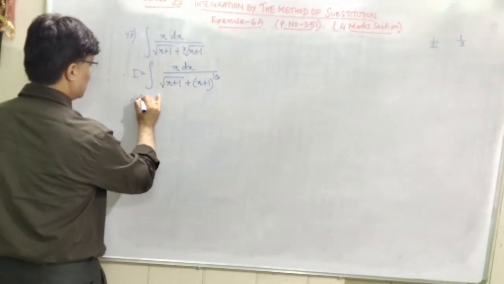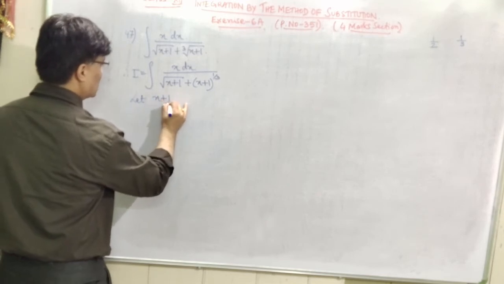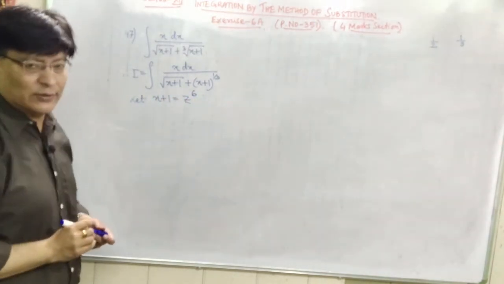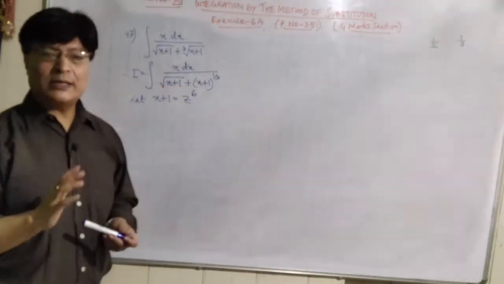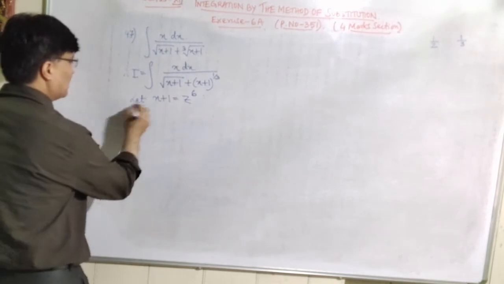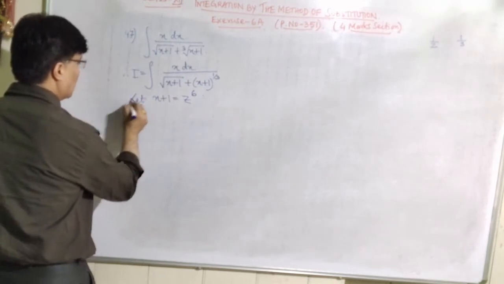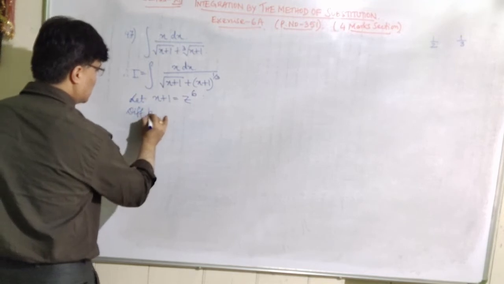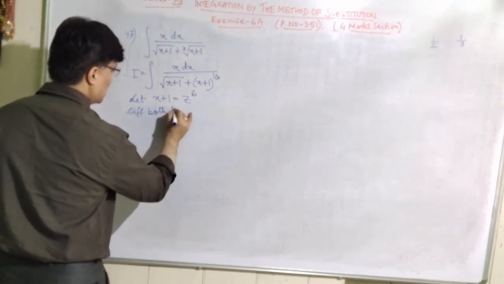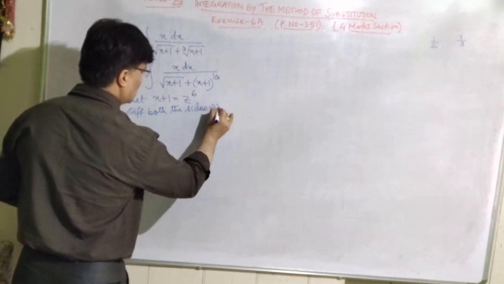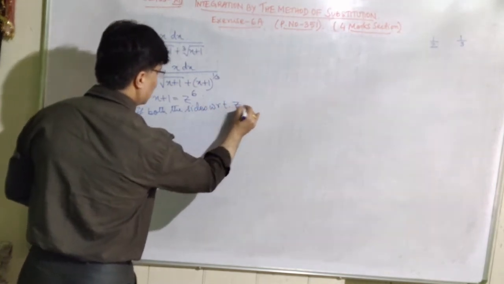So let x plus 1 is equal to z to the power 6. Okay. Now we can differentiate both the sides with respect to z. So differentiating both the sides with respect to z.